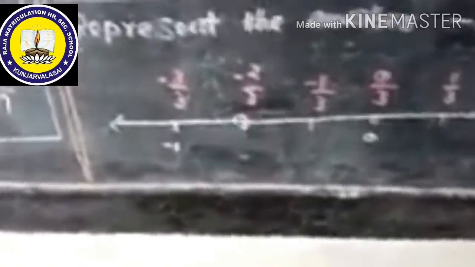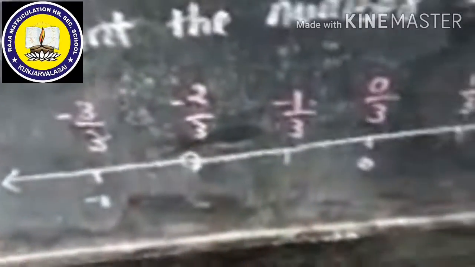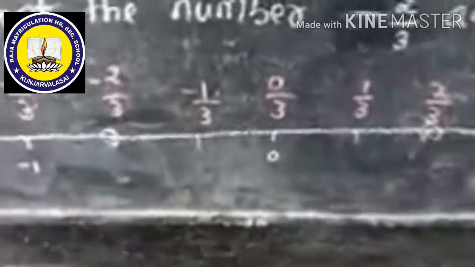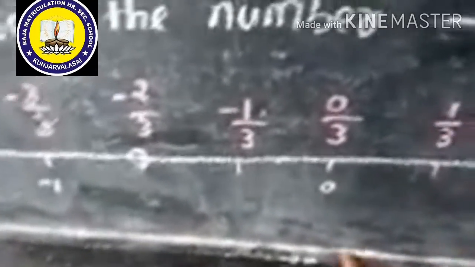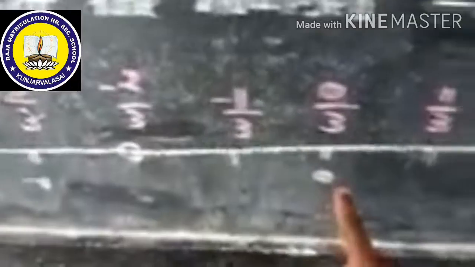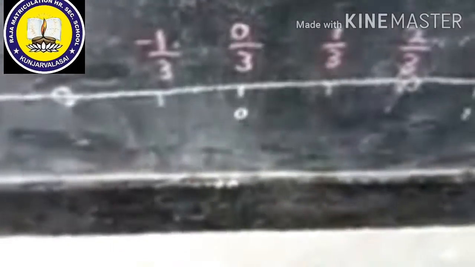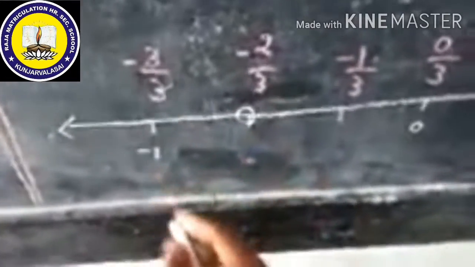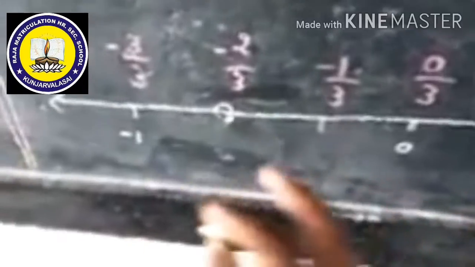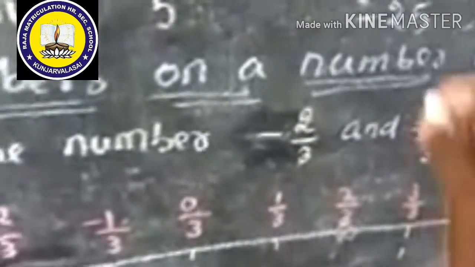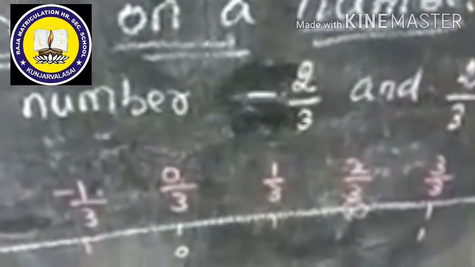Let's see. I take the number line. This is the integer number line. In the integer number line, we put 0 in the center, the positive numbers on the right side, and the negative numbers on the left side. But I take three numbers: minus 1, then 0, and then 1. Here minus 2 by 3 is the first number.